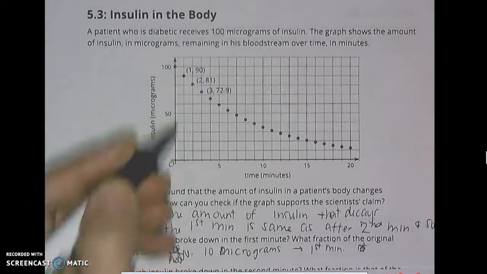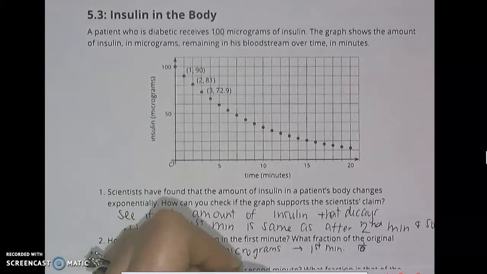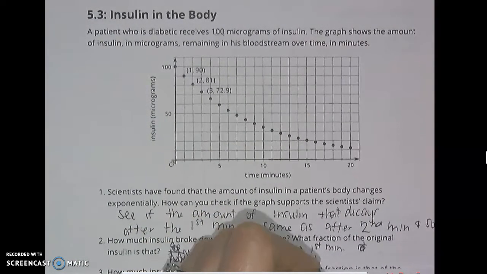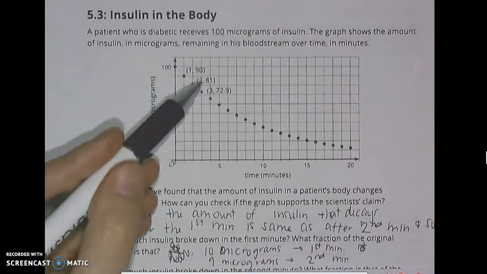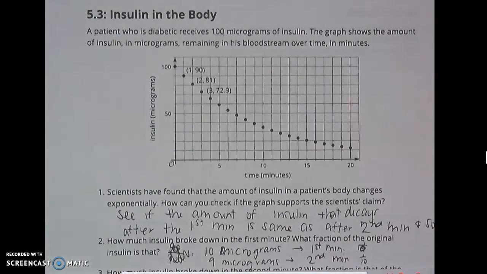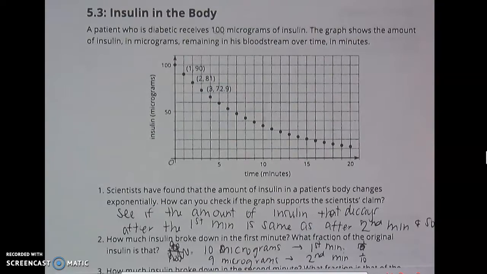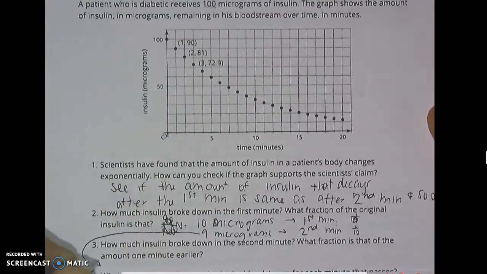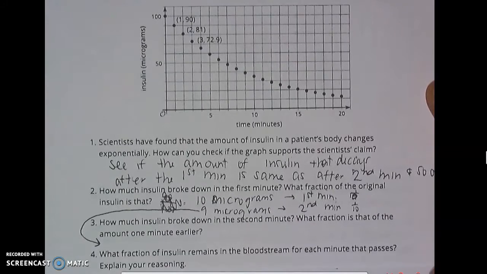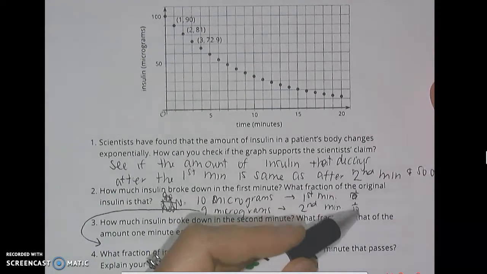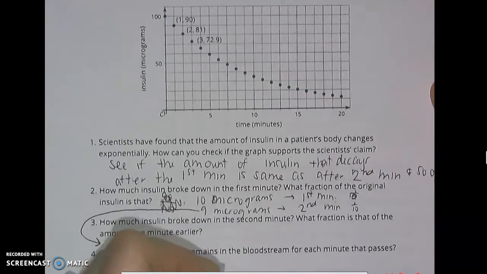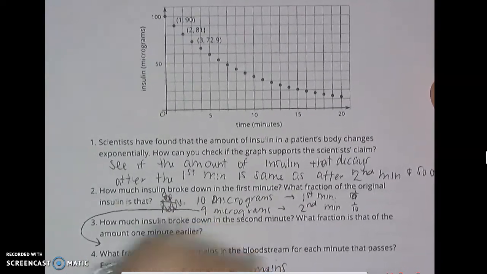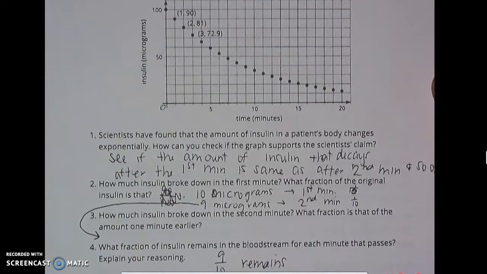For the second minute, we went from 90 to 81. So we lost 9 micrograms. But that was the second minute. And we lost 9 out of the 90, which would still be 1/10. So we're losing 1/10 of that every single time. Okay? And this was for number 3. Number 4 says, what fraction of insulin remains in the bloodstream for each minute that passes? So if we're losing 1/9, if we're losing 1/10, I keep saying that. If we keep losing 1/10, then that means that 9/10 remains. Okay, 9/10 of what was already there remains.